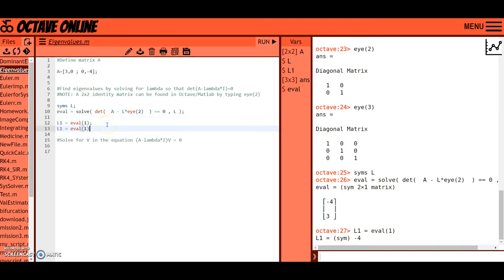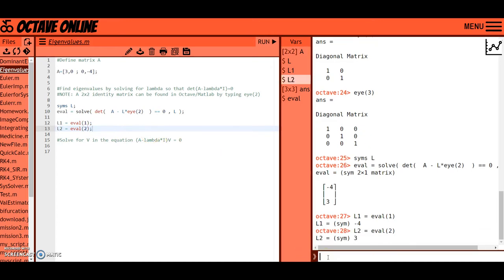I'm just going to change the 1s to 2s, and now it's going to grab the second element. Okay, so copy that, suppress it in the script, but show it in the window here just for illustrative purposes. Great, we've got that. Now we want to solve for v in the equation A minus lambda I v equals 0.